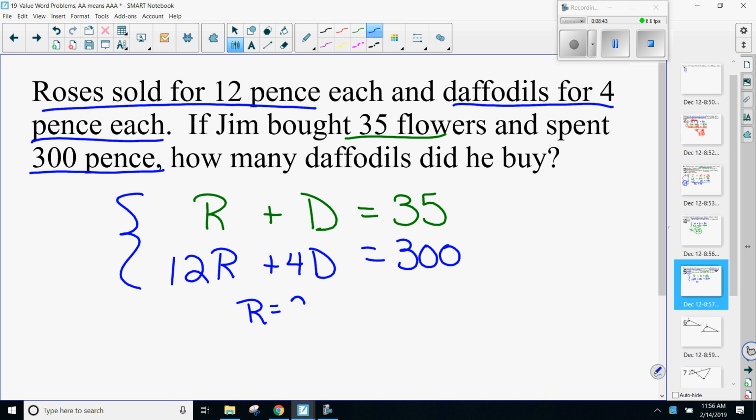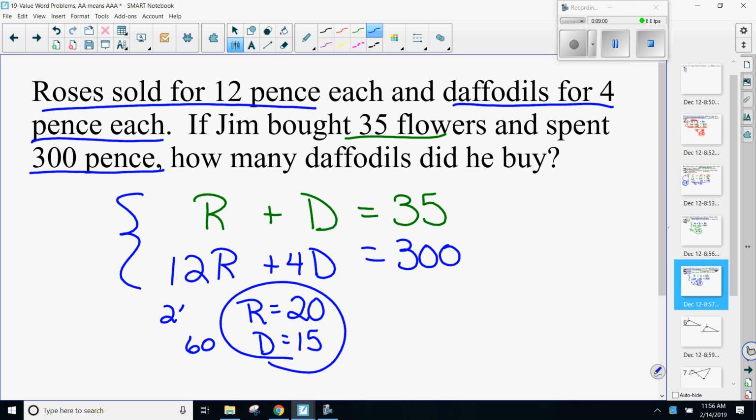Did he buy 20 roses? Yeah. 20 roses, and are we getting 15 daffodils then? There we go. 15 times 4 is 60 pence in daffodils. 20 times 12 is 240 pence in roses. Total of 300 pence. That's just checking it. That's not saying that's what you have to do.